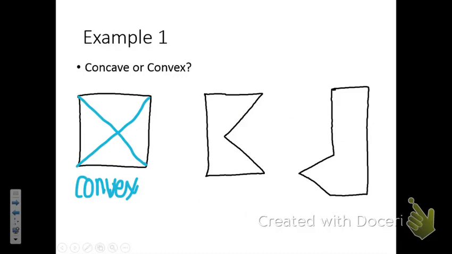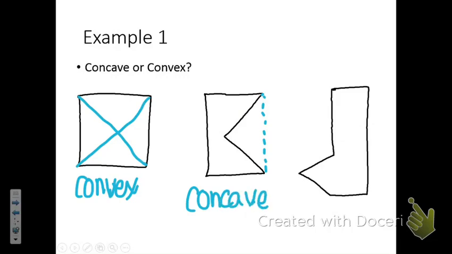Concave. If I draw my diagonal that goes from these 2 vertices, then they are completely outside of the figure. You can also say that the right side of that figure has caved in. So that one's concave. What about the last one?